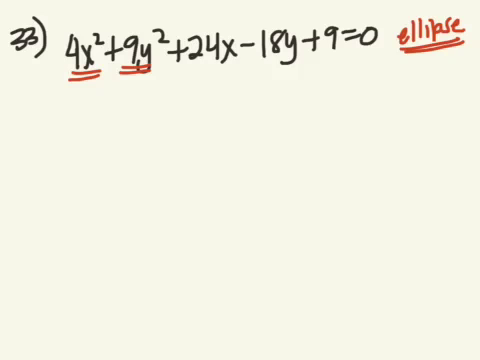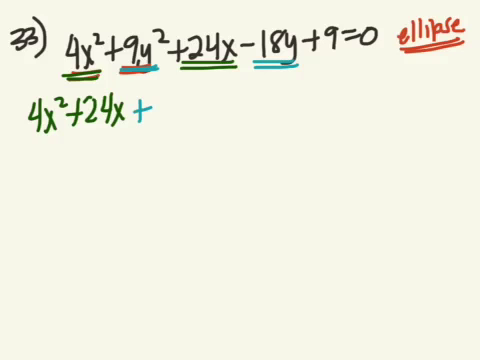Alright, so to complete the square, we want to first organize our variables, so we want to make sure that we write the x's together. And it really doesn't matter if you do the x's first or the y first. I just always am in the habit of putting the x's first. And then we're going to put the y's together. So plus 9y squared minus 18y. And then anything that doesn't have a variable gets banished to the other side.